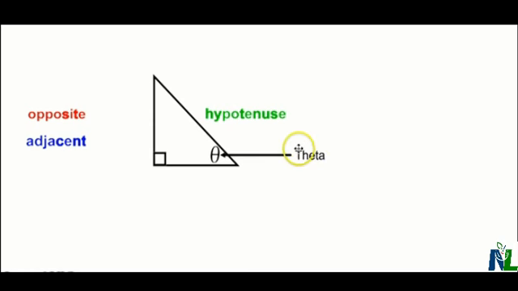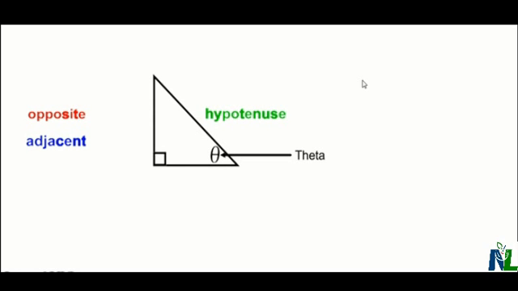Now, once we've labeled the hypotenuse, we want to make sure that we know which is the opposite side and which is the adjacent side. So we're going to use the Greek letter theta as our angle for this particular context. As you can see, I've already labeled one of the acute angles of the triangle theta, and it's at the bottom on the right hand side.